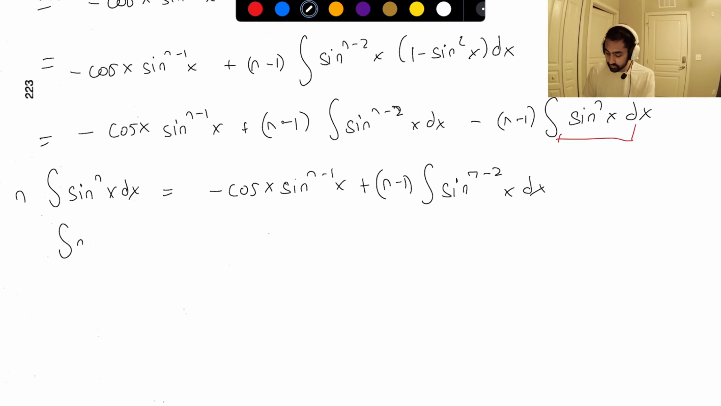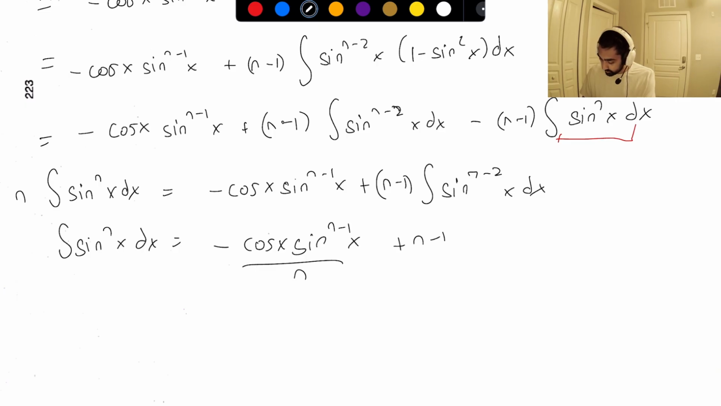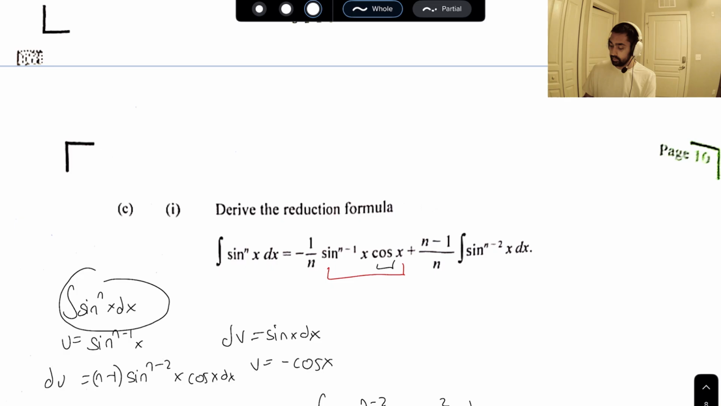And then the last step is simply divide by n, and I get integral sine to the n x dx equals minus cosine x sine n minus 1 x over n plus n minus 1 over n integral sine to the n minus 2 x dx. And that's the formula that I wanted to show.